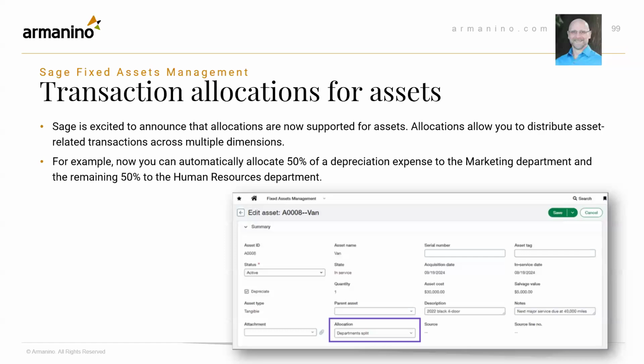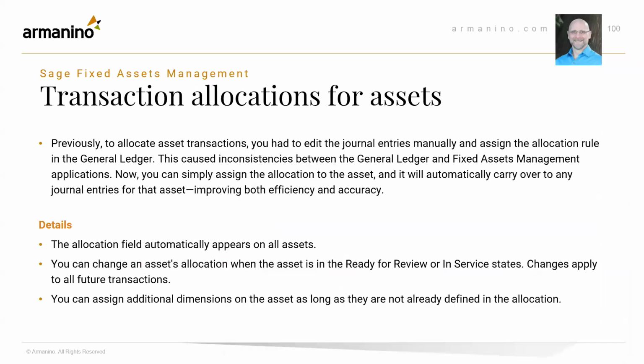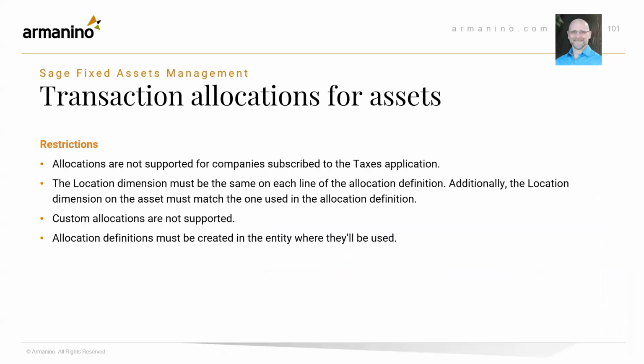Transaction allocations for assets. For those of you aware of transaction allocations, you can set those up to use on transactions like AP bills, AR invoices, GL journal entries, things like that, to automatically allocate across dimensions. And now you can do that in Sage Fixed Assets Management. The example there is you can automatically allocate 50% of a depreciation expense to the marketing department and the remaining 50% to the human resources department. So pretty cool functionality there. And that's transaction allocations.